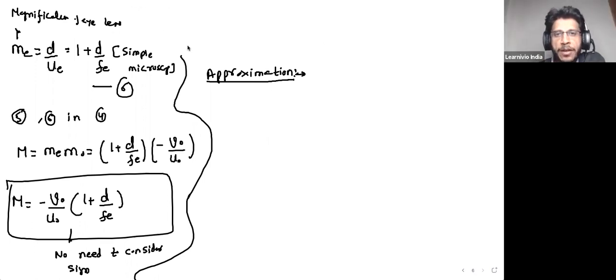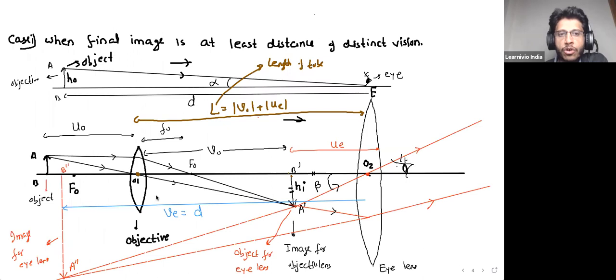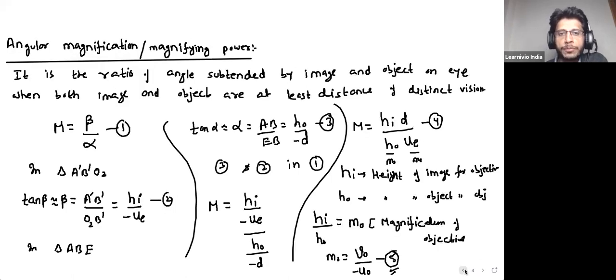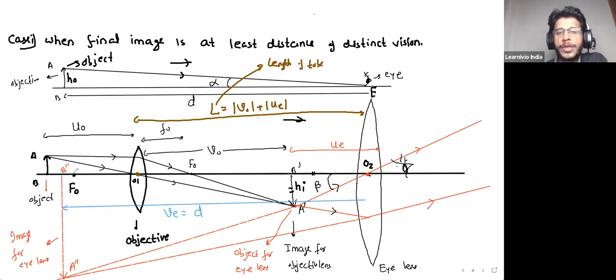Okay, see the next thing. The approximation that we use here says your object is very, very close to the focus. So if your object is very close to the focus, then you can say your U naught is almost equal to F naught.